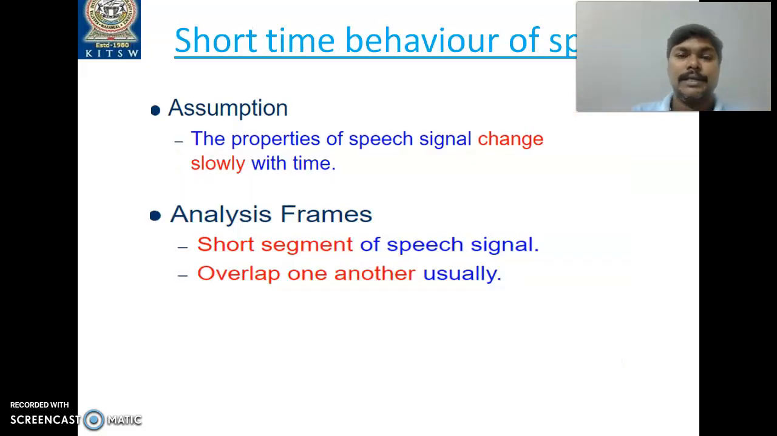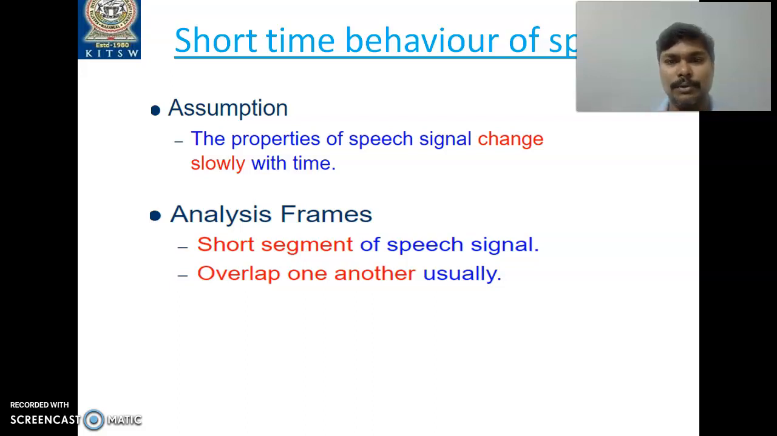Alright, now let us see the short time behavior of speech. In the complete speech signal you speak some words over a time frame, and to calculate the energy representation, I take only some part of the speech. That is the short time behavior of the speech that we are going to see.